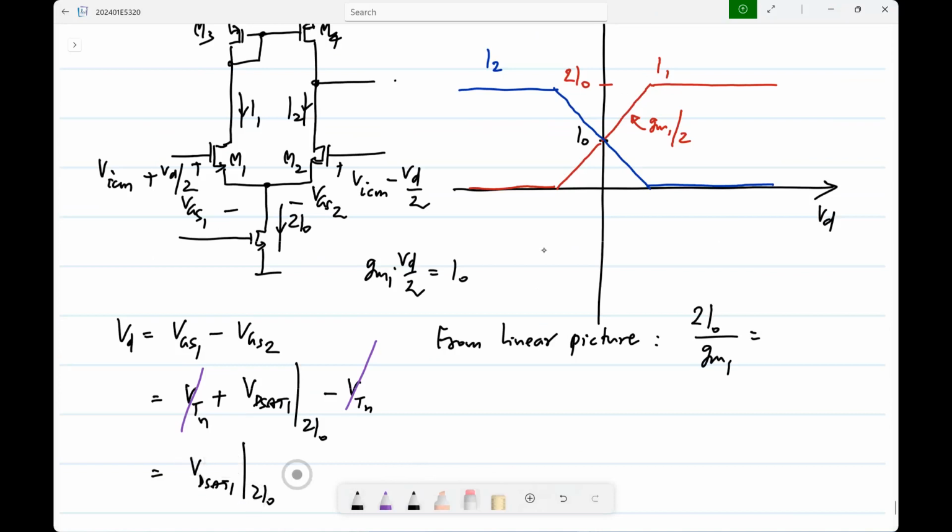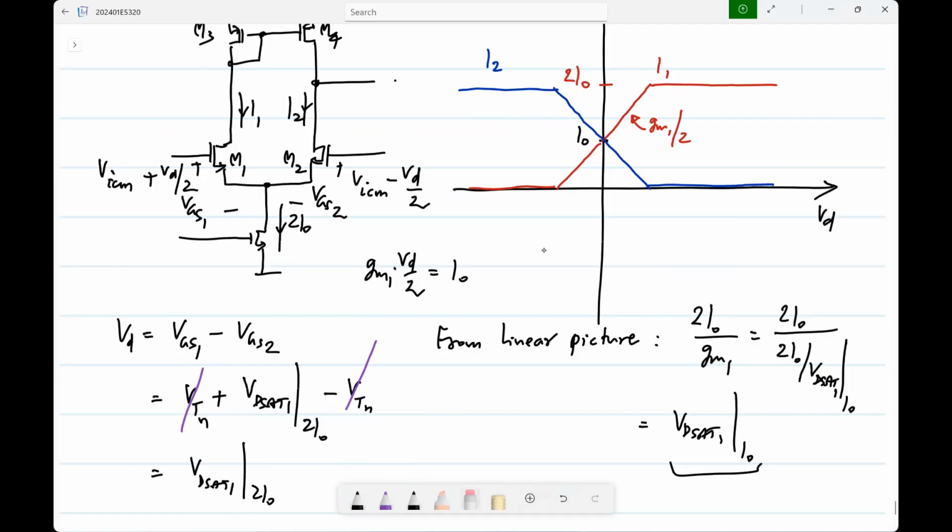How is it related to this? How much is 2I0 by GM1? What is the expression for GM1? What is the most convenient expression to use here to compare? GM1 itself is 2 times I0, which is the operating point of M1, divided by Vd sat 1 at a current of I0. So basically you get Vd sat 1 at a current of I0 from the linear picture, and here you get Vd sat 1 at a current of 2I0. Okay, does it make sense?